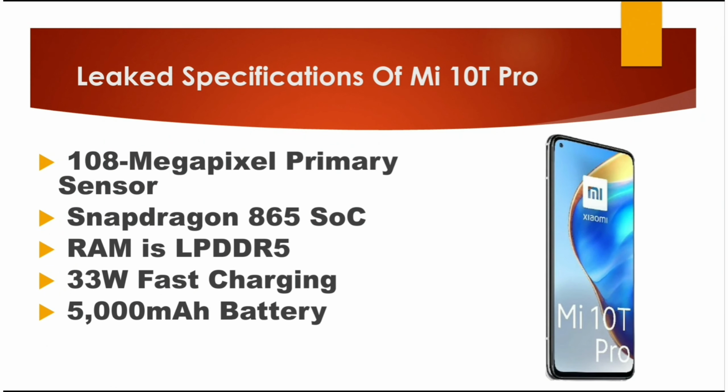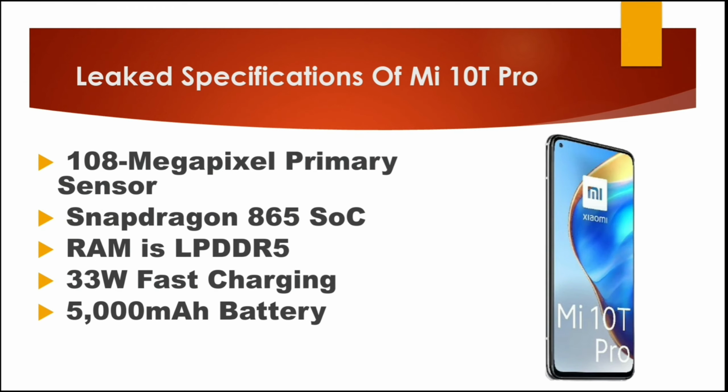The leaked specifications of Mi 10T Pro are 108 megapixel camera, Snapdragon 865, LPDDR5X RAM, 33-watt fast charging, 5000 mAh battery.